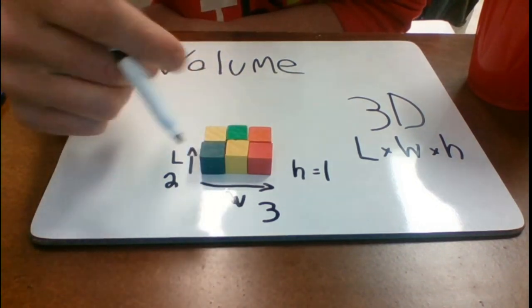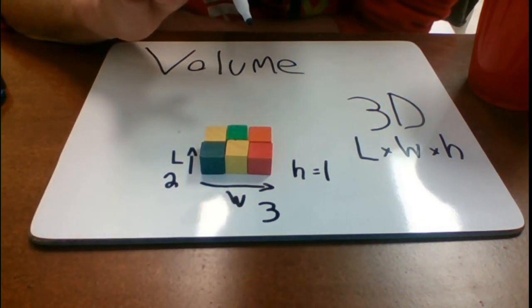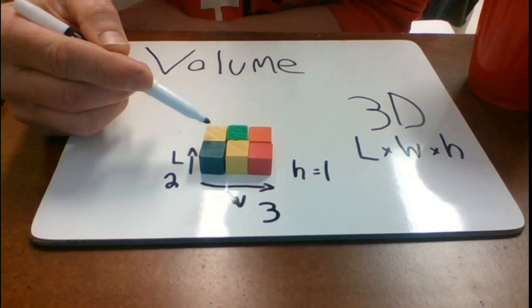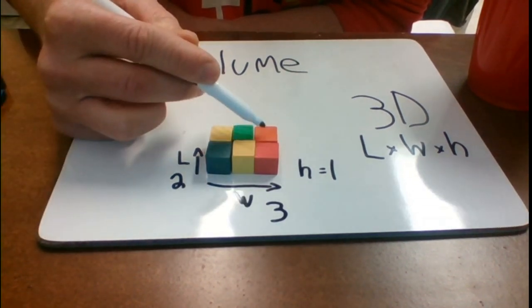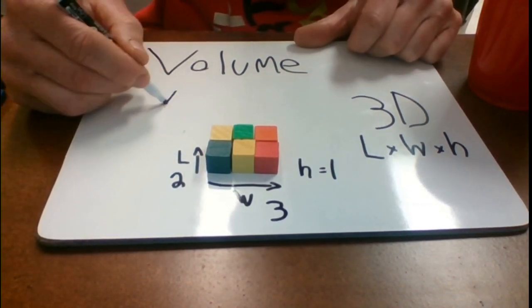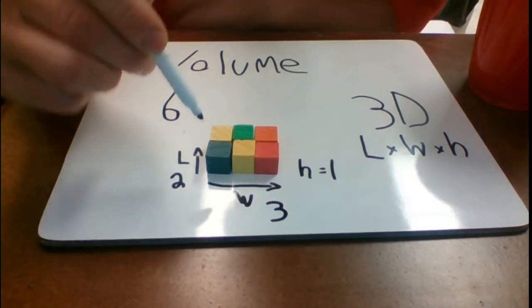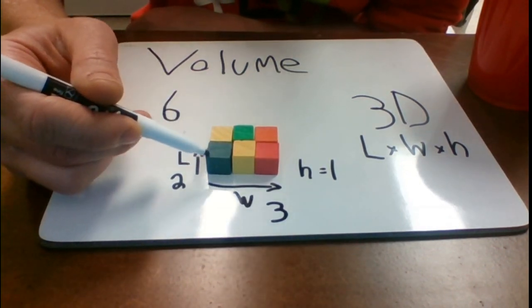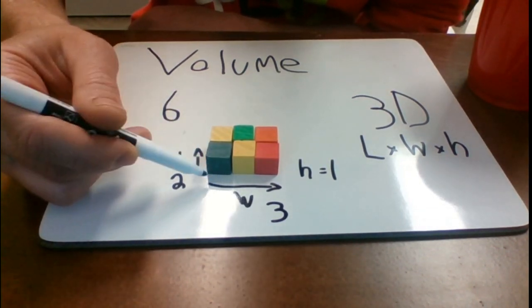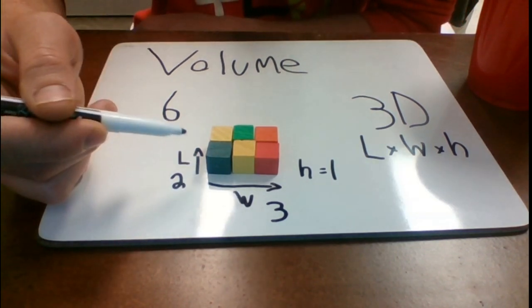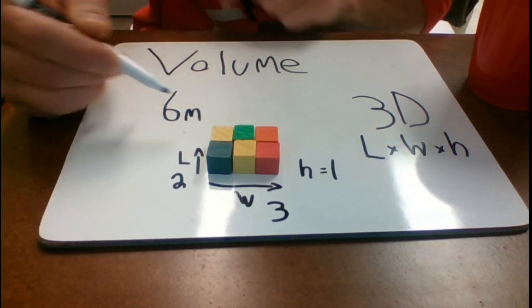So I'm wondering, how much space does this cube take up? Well, we could count them, right? 1, 2, 3, 4, 5, 6. Now let's say we're talking in meters. Each of these cubes is 1 meter by 1 meter by 1 meter. So this would be 6 meters.